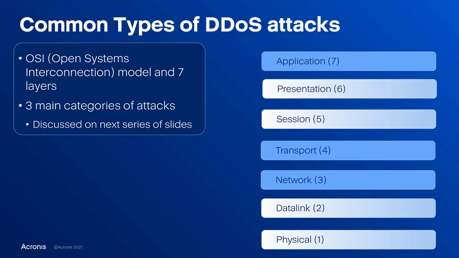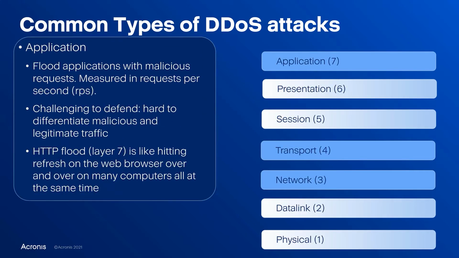Now, there are common types of DDoS attacks. The OSI model, otherwise known as the Open Systems Interconnection model, has 7 layers, and there are 3 main categories of attacks here. We're going to discuss these on the next series of slides. The first is an application attack, at layer 7, as you see, which floods applications with malicious requests, and this is measured in requests per second. It is challenging to defend because it's hard to differentiate malicious from legitimate traffic. So an HTTP flood is like hitting refresh on a web browser over and over and over again on many computers, all at the same time.